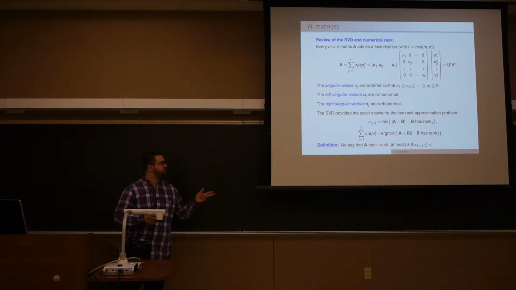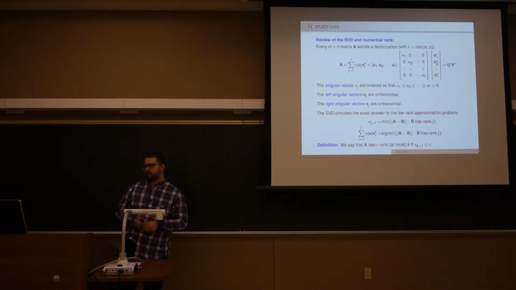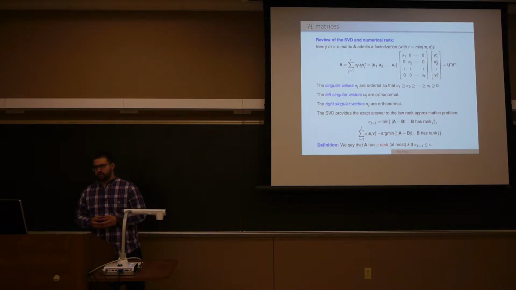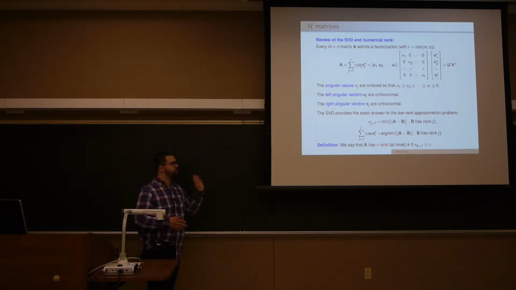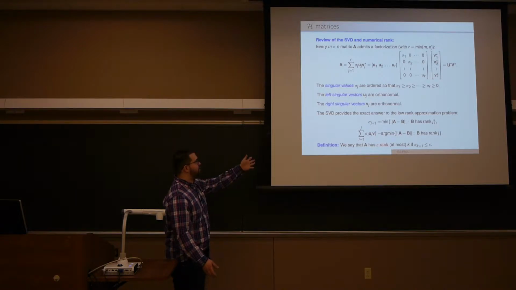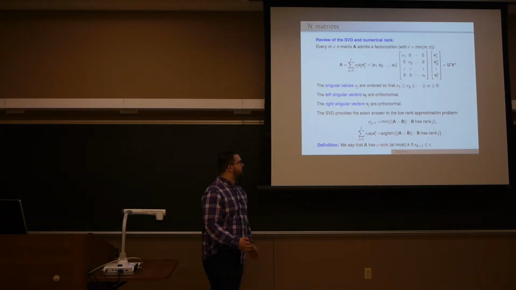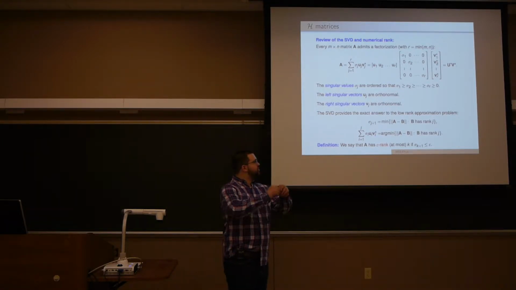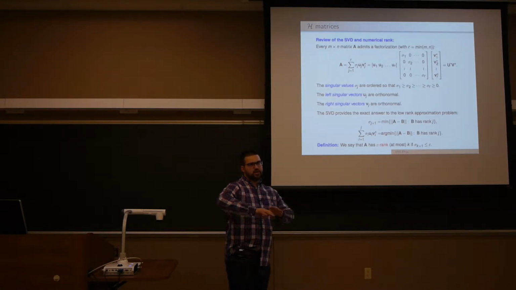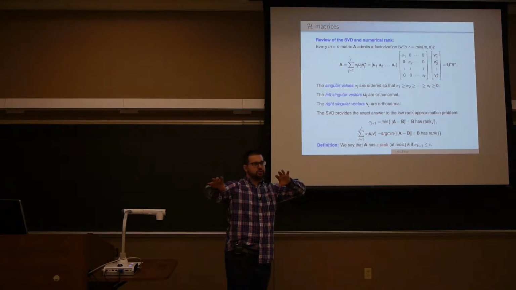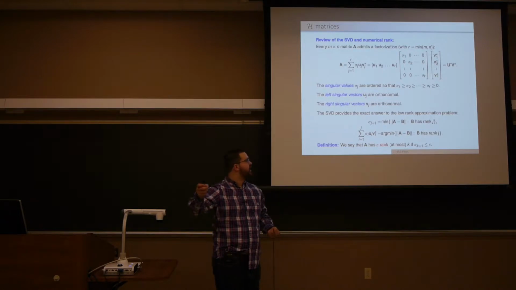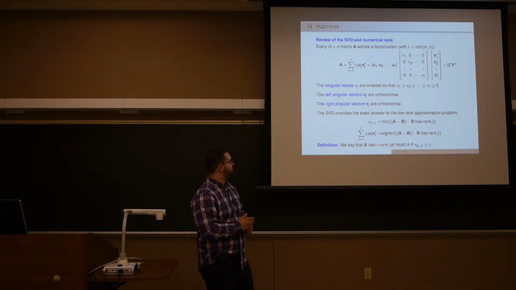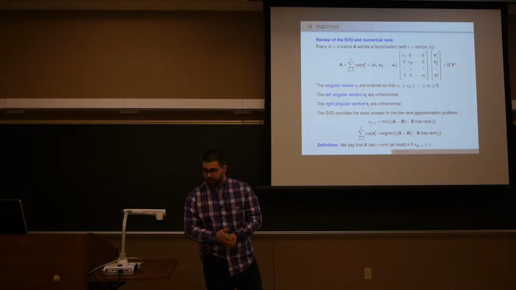So before I get to the formal definition of an H matrix, I want to review the singular value decomposition and numerical rank. The first one I'm sure you're familiar with. If we have a matrix, we can break it up into its singular values and singular vectors, meaning you break it up into its constituent directions and how much it goes in each direction. What you may not be familiar with is the idea of an epsilon rank or numerical rank.